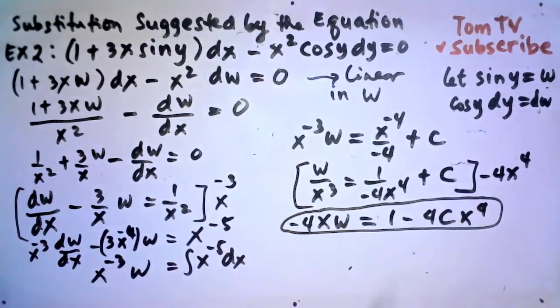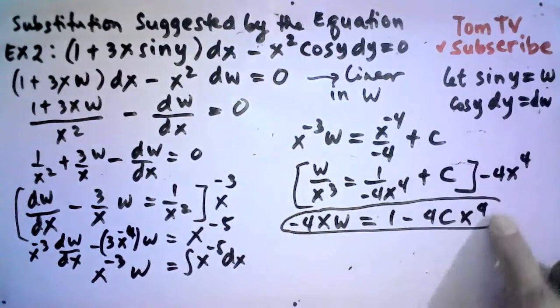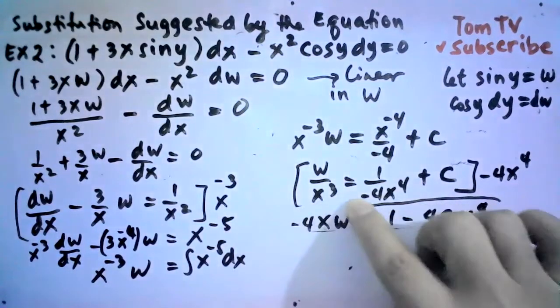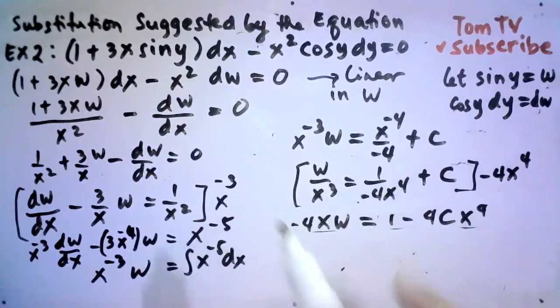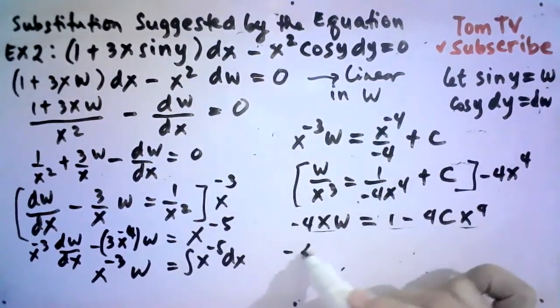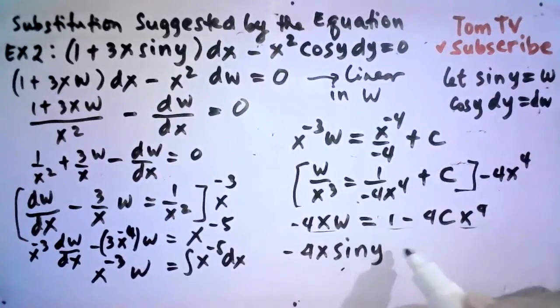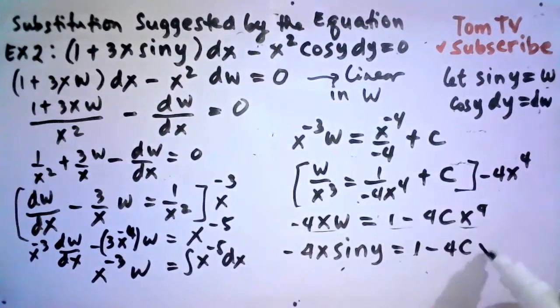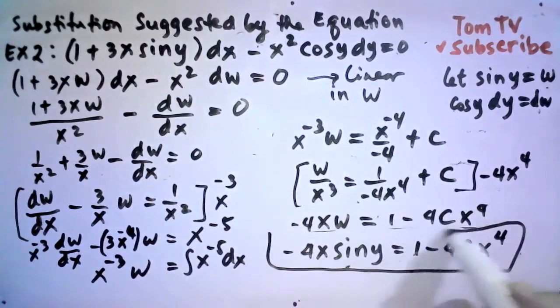By the way, we have let sine y equals w. So instead of writing w, we go back to sine y. So our final answer is 4x sine y equals 1 minus 4c x to the fourth. This is our final answer.